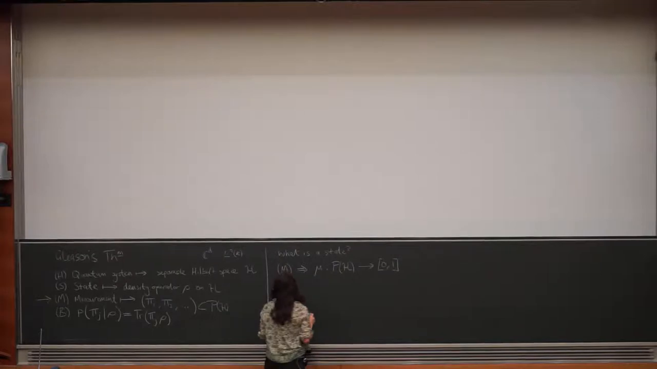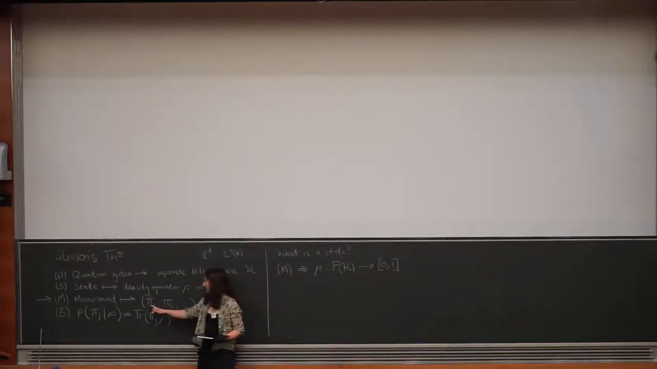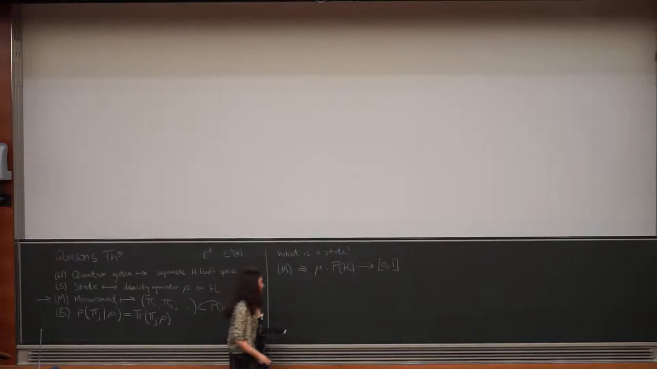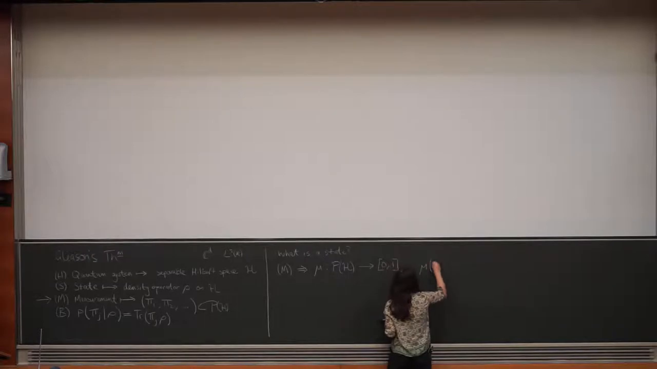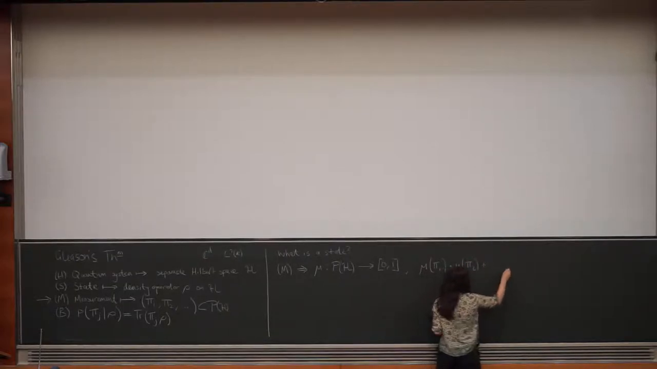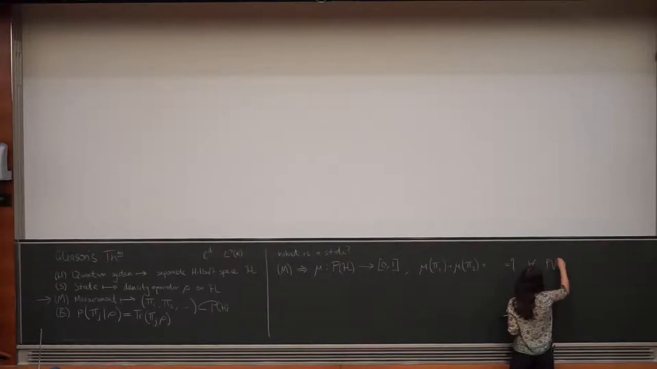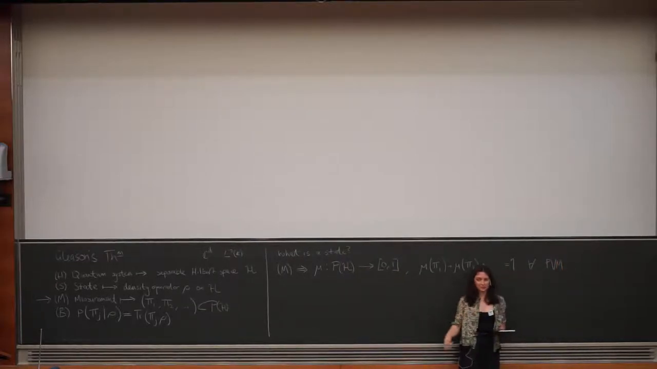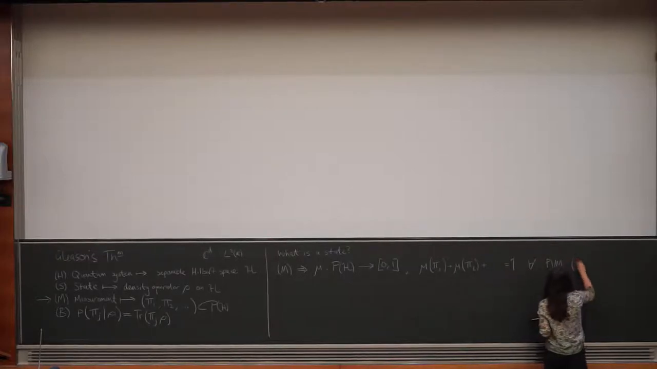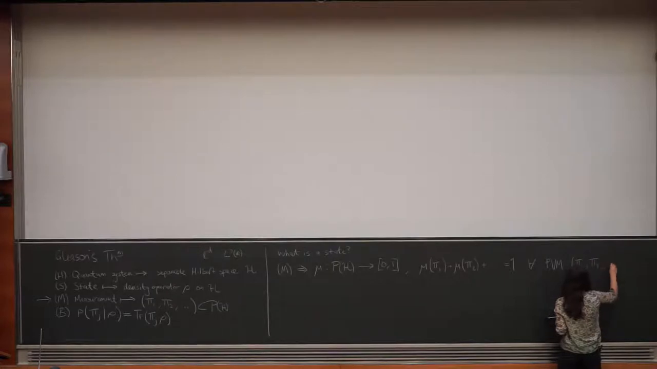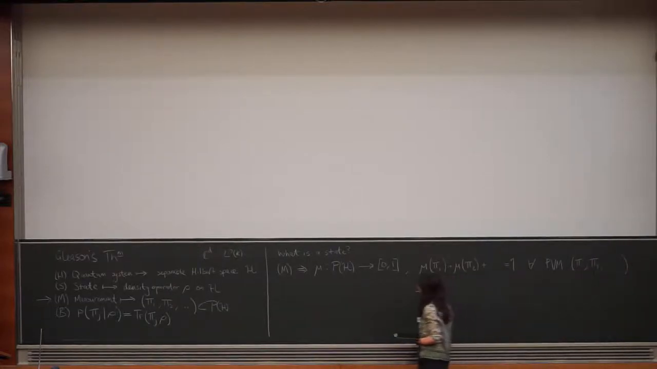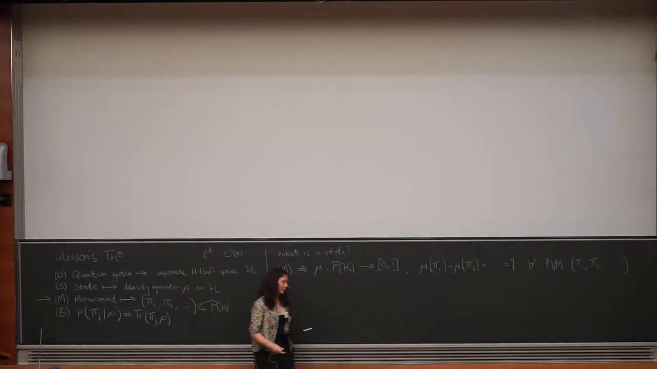And because these are disjoint outcomes of the same measurement, we want the probabilities that we assign to them to sum to one. So this gives us that mu of pi 1 plus mu of pi 2 plus dot dot dot equals 1 for all PVMs, projection valued measures, by which I just mean any of these sequences of mutually orthogonal projections.